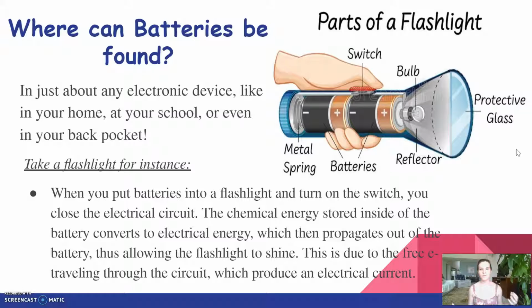Where can batteries be found, you might ask? Well, just about any electronic device, in your home, in your schools, even in your back pocket. In this example, we have the flashlight. This is a complete circuit where you have your switch. Once you turn on your switch, the chemical energy inside of the batteries is converted into electrical energy in this closed circuit. Here you have your metal spring, your light bulb, where the energy passes through and illuminates this to allow the protective glass to reflect some of the light through.